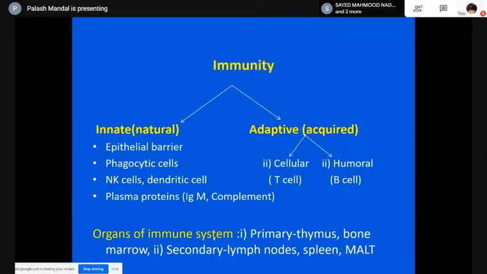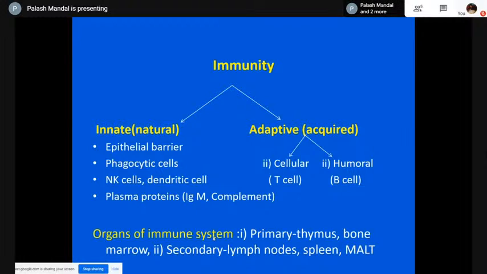Okay. And based on this immunity, you have to understand this whole topic of the coming few lectures we will be discussing. This is the basis of everything. Broadly, immunity can be classified into two things. One is innate or natural immunity, and the second one is adaptive or acquired immunity.